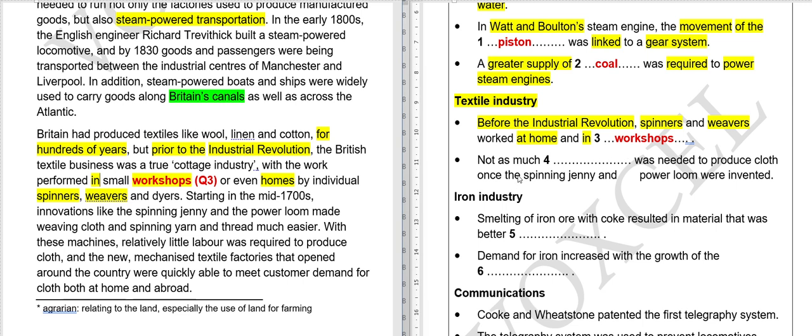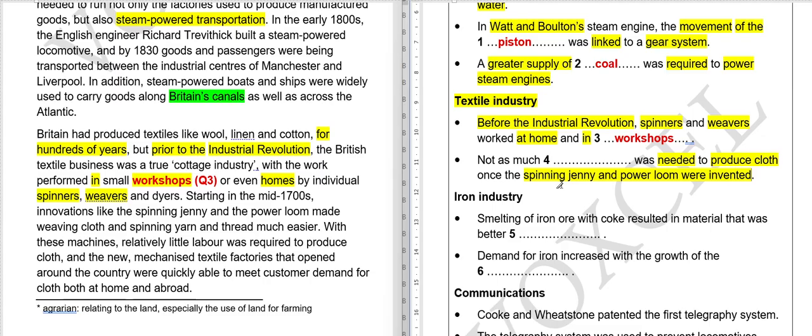Fourth: not as much dash was needed to produce cloth once the spinning jenny and power loom were invented. So not as much of something was needed to produce cloth. There should be something, maybe a product or something like that. Before, a lot of that particular thing was needed, and now not as much of that thing is needed as in the past, to produce cloth, once the spinning jenny and power loom were invented.